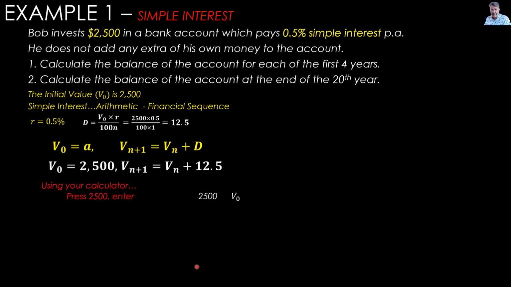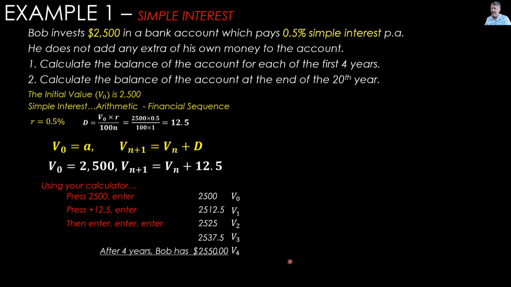Now, CAS or ClassPad, use them. Much better than using your scientific because you don't have to write down the value each time. So you press 2,500 and press enter, and it comes up with 2,500. That's your V0, your initial amount. You've initialized your calculator. Press plus 12.5 and then enter, and it comes up with V1. Then you press enter, enter, enter, and it comes up with V2, V3, and V4, which is 2,550. End of first year, end of second year, end of third year, end of fourth year, and of course, you finish off: after 4 years, Bob has $2,550.